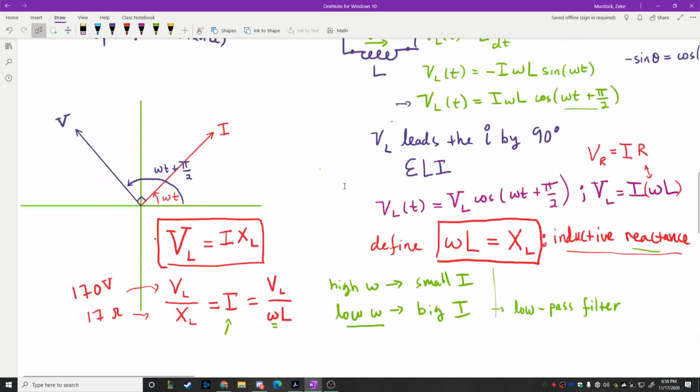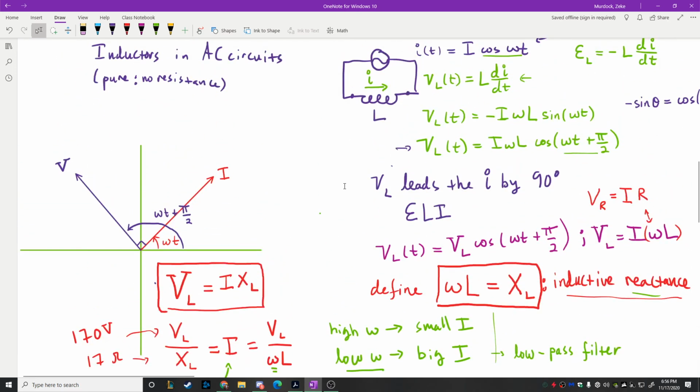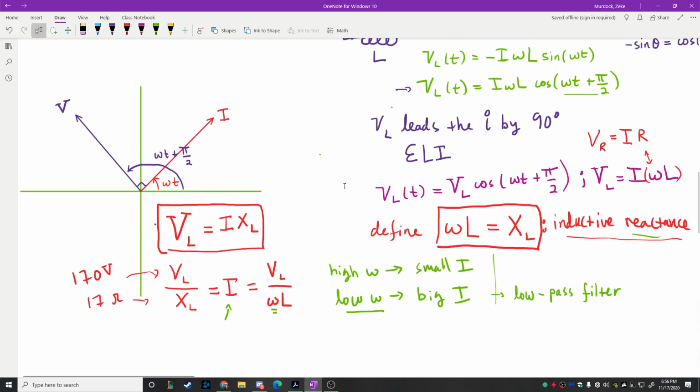Okay. So that's a good place to stop while we take a break, and then we'll come back and talk about capacitors. Okay.